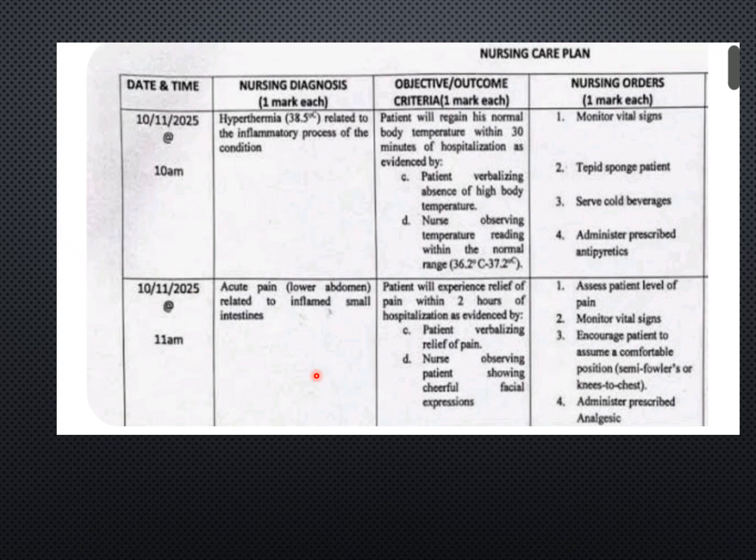The same applies to this one as well, where the date is set and then the nursing diagnosis, which is from a problem: patient complains of lower abdominal pain. Nursing diagnosis: acute pain (lower abdomen) related to inflamed small intestine. The objective outcome criteria has been made, so are the nursing orders. So come up with your own nursing intervention and then see what's next.